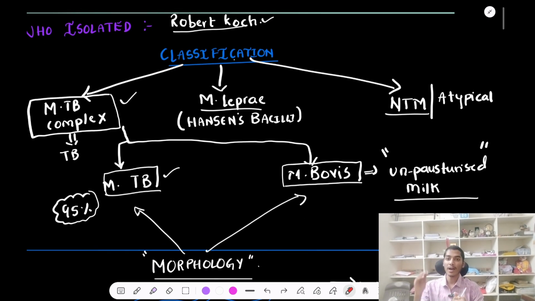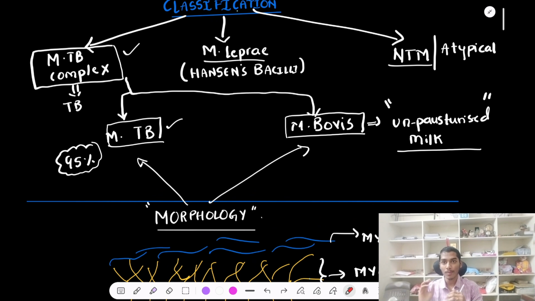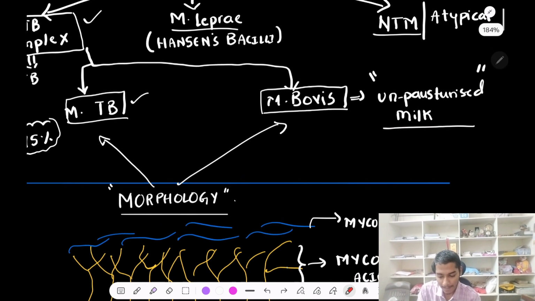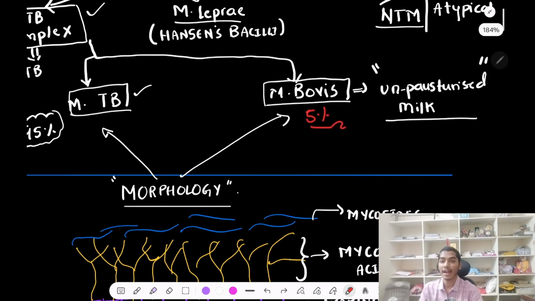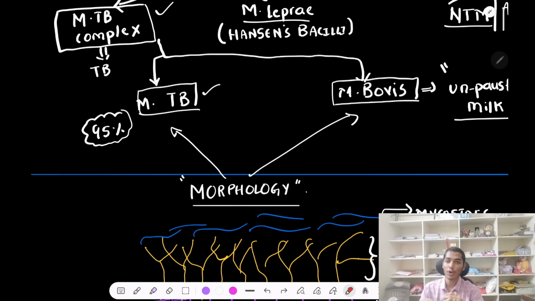As you can see, we have Mycobacterium tuberculosis complex, Mycobacterium leprae, which is also called Hansen's bacilli, and then non-tuberculous mycobacteria. Based on morphology, the Mycobacterium tuberculosis complex can be divided into two different bacilli, that is Mycobacterium tuberculosis as well as Mycobacterium bovis. Bovis is acquired from unpasteurized milk and causes only 5% of the infections, whereas 95% of infections are caused by Mycobacterium tuberculosis.